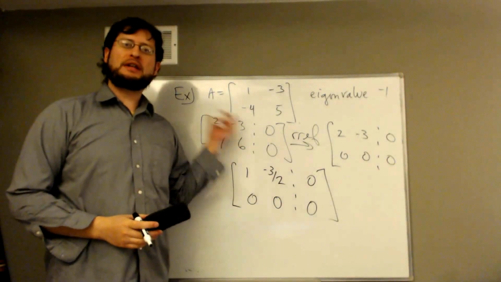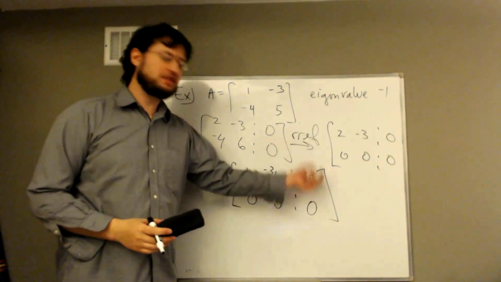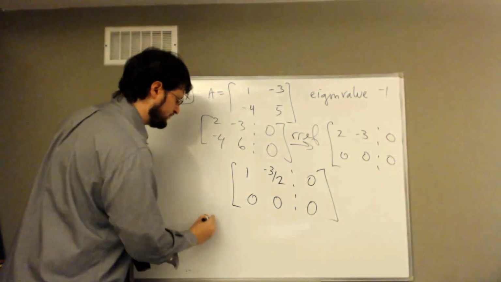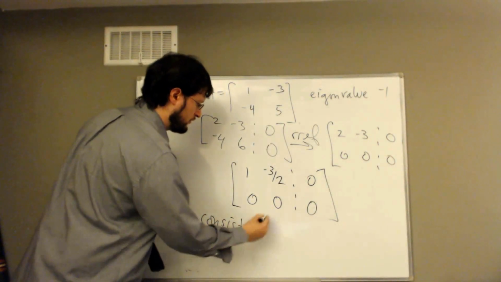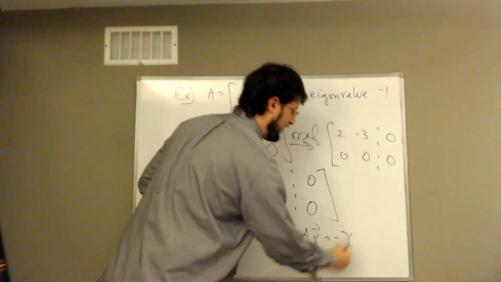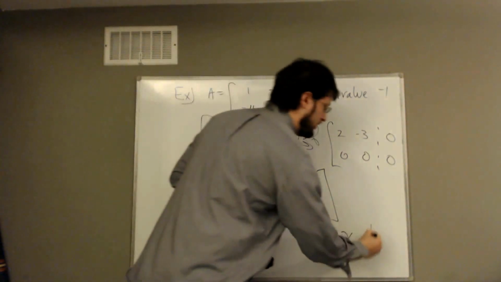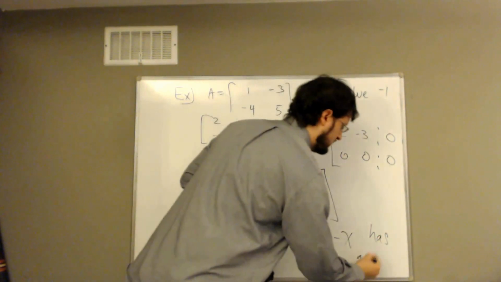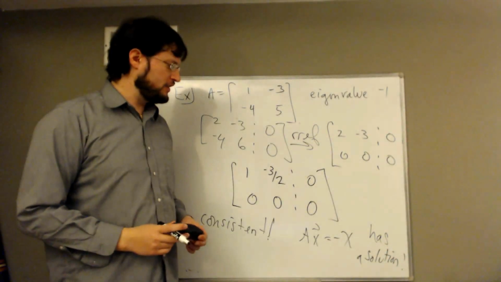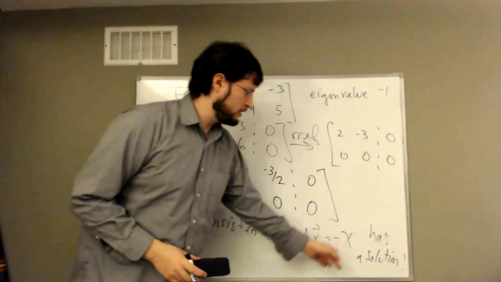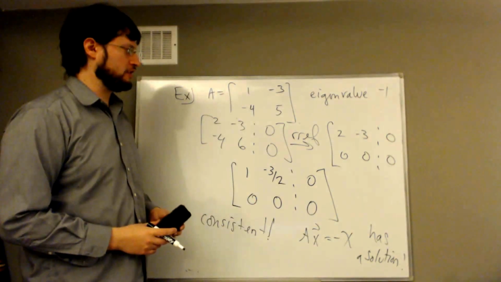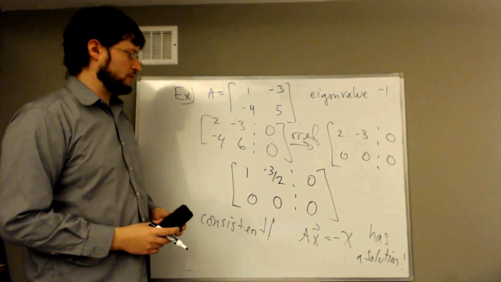Which means that the matrix equation that we started with was consistent because this last line is okay. So it's consistent, which means that Ax equals -x has a solution, because that's where we began. Which means that -1 is in fact an eigenvalue, because when I plug -1 in for our lambda, we get a system of equations that actually has a solution. We get a consistent system of equations.